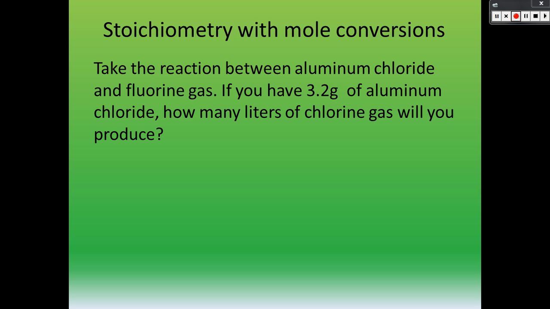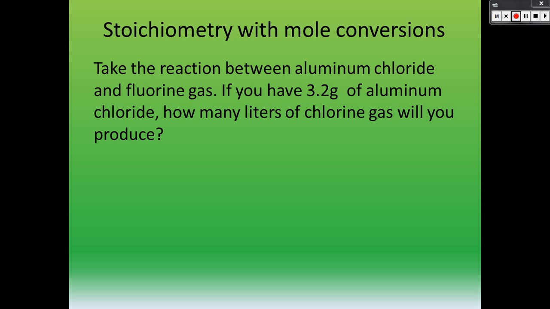So let's take a reaction between aluminum chloride and fluorine gas. This reaction will occur because fluorine is more reactive than chlorine. So we know it's a single displacement reaction where a nonmetal is replacing a nonmetal. If you have 3.2 grams of aluminum chloride, how many liters of chlorine gas will you produce? So we're going from grams of aluminum chloride, which is one of our reactants, to liters of chlorine gas, which is one of our products.